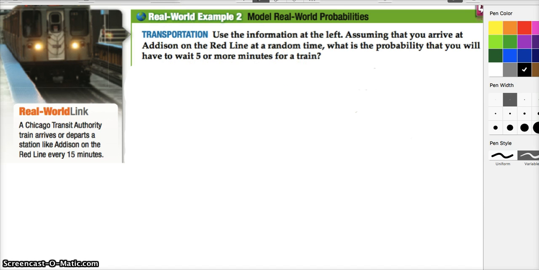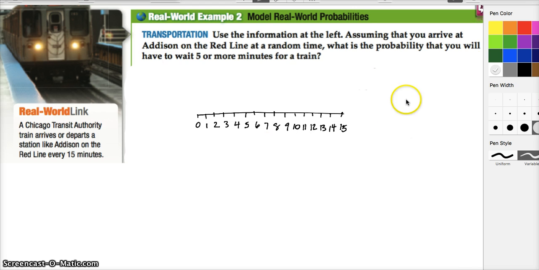So what we're going to do is a visual representation. If I use this number line as a representative of how many minutes you have to wait, it makes sense that the maximum number of minutes is 15 and the least number of minutes would be 0. So if you are coming at a random time to wait on a train, you're going to be waiting somewhere from 0 to 15 minutes. The question they asked us was, assuming that you arrive at the station at some random time, what is the probability that you will have to wait 5 minutes or more?